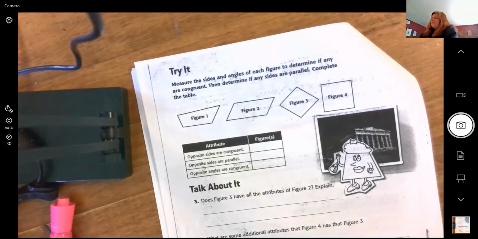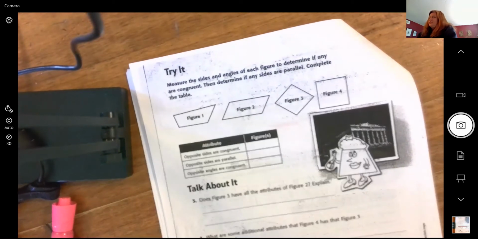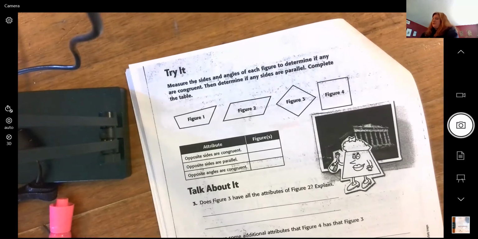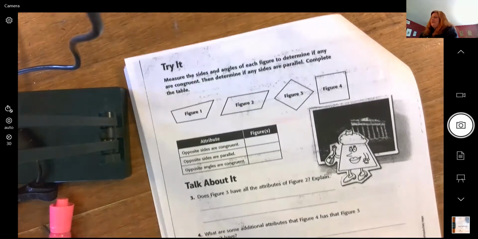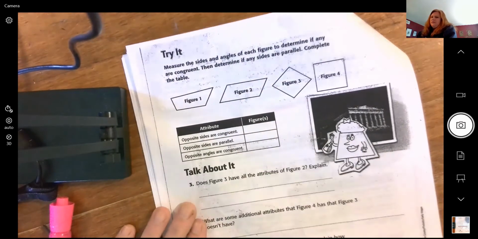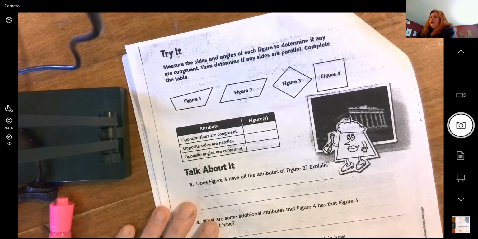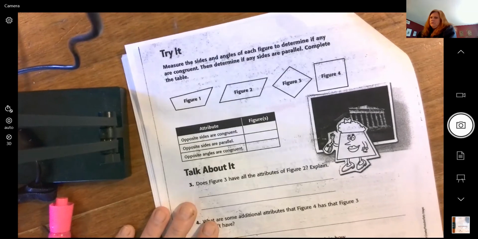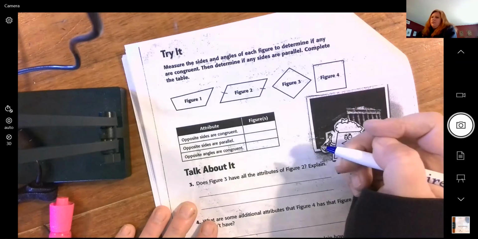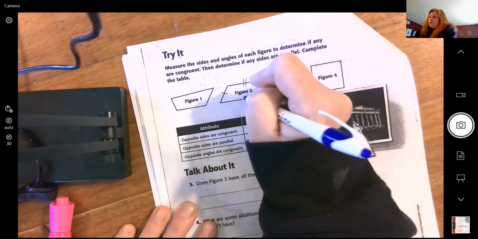All right. Measure the sides and angles of each figure. Determine if any are congruent, and then determine if any sides are parallel. Complete the table, and I bet we can do this without actually measuring. I think we can just look at them. So on this shape, which two sides are parallel and which two sides are congruent? All right, these are parallel and congruent, and these are parallel and congruent.